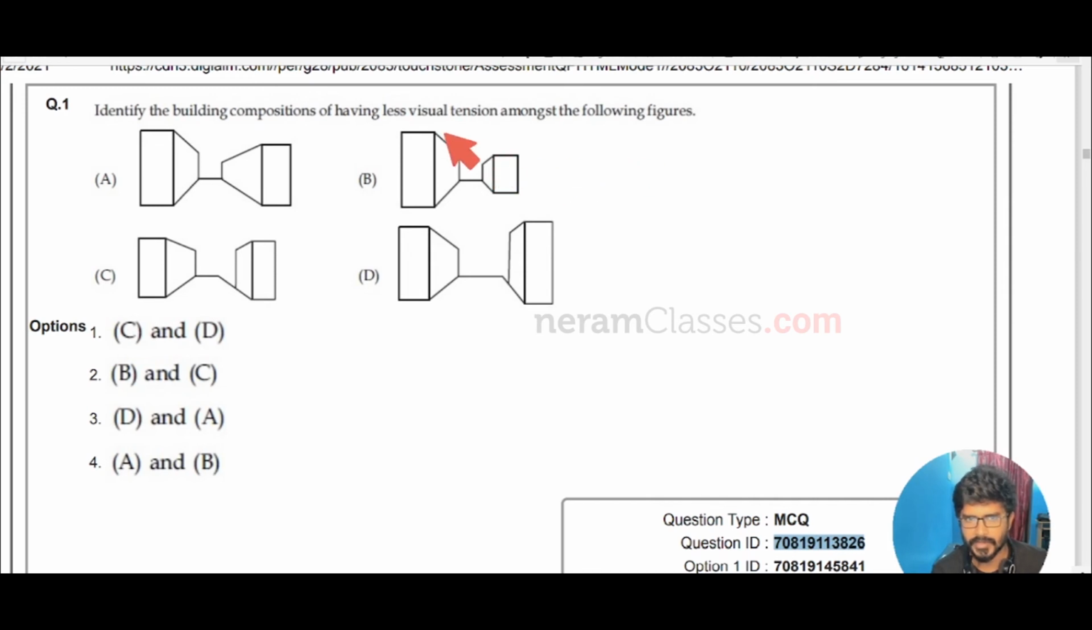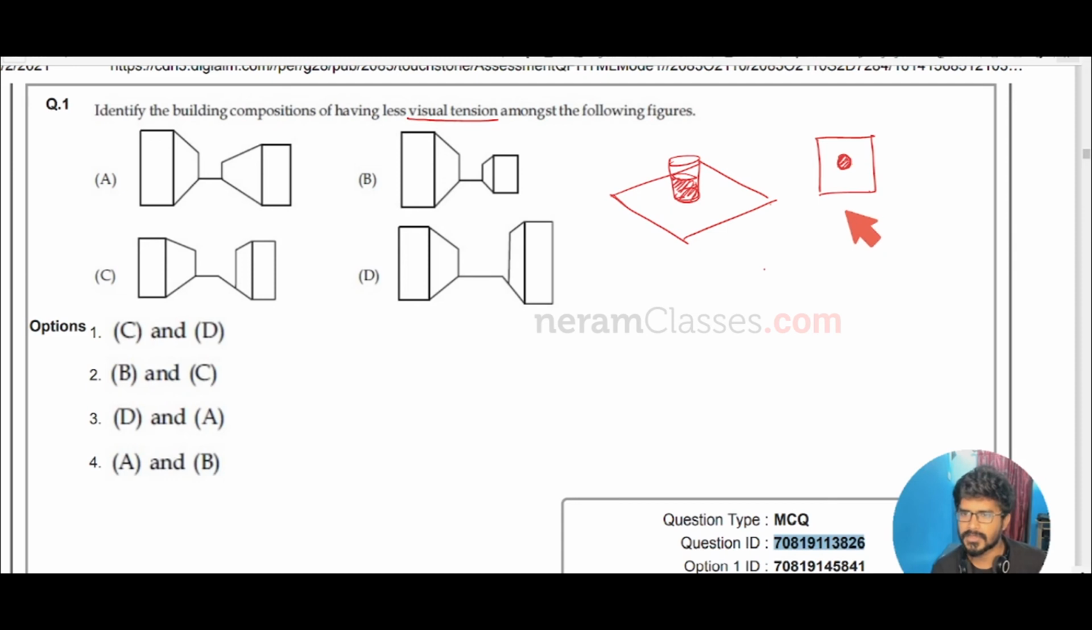For answering this question, we need to understand what is meant by visual tension. So I'll explain what is meant by visual tension. Consider there is a table and there is a glass tumbler with water which is placed on the center of the table. Okay, so just imagine like this. If we see this from the top view, it will be looking like this. So it's placed exactly at the center.